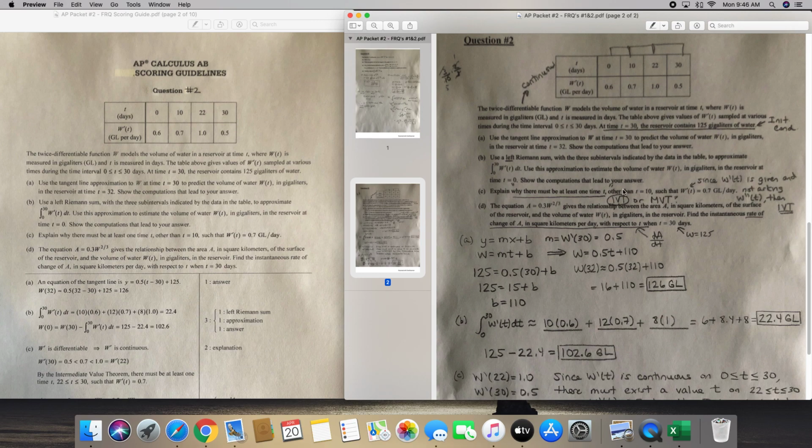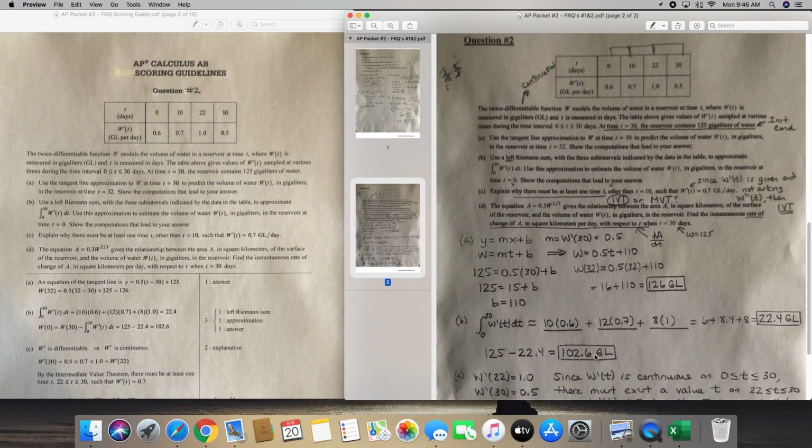So if I want to know how many gigaliters were there at the beginning, then what I would need to do is subtract. I know that there were 22.4 gigaliters that accumulated between 0 and 30 days, and after the 30 days, it's recorded there's 125 gigaliters. So if I subtract the 22.4 that I got from here, that must mean there were 102.6 gigaliters from the very beginning.